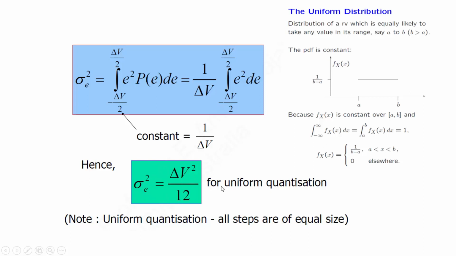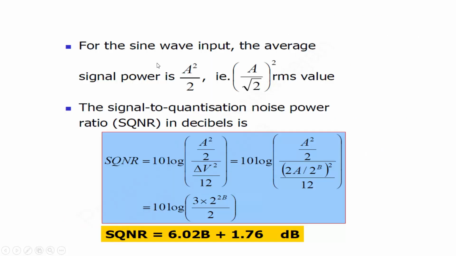The caveat is that we are taking the case of a uniform quantization. That means the step size is the same for all the quantization levels. That's what is explained here. Uniform quantization means all steps are of equal size. There is a possibility that we can have different step sizes also, but for the initial case and for the explanation purpose, I am taking a uniform quantizer. And the quantization noise, which is basically the variance, is delta V square by 12.